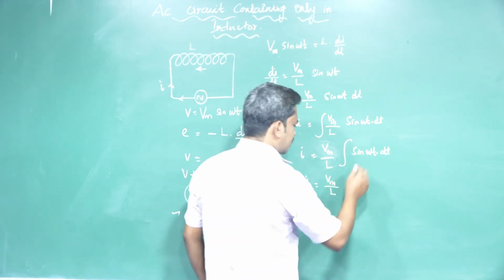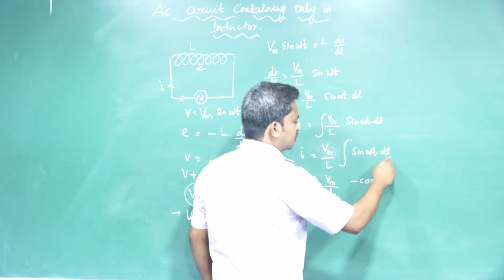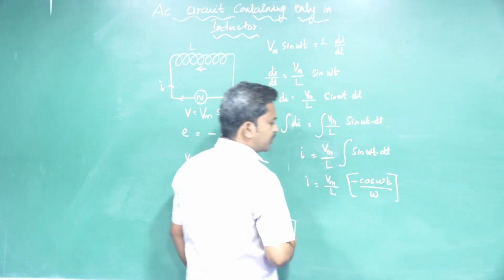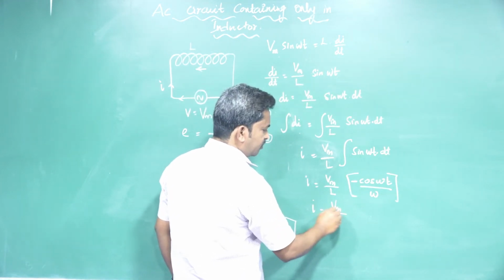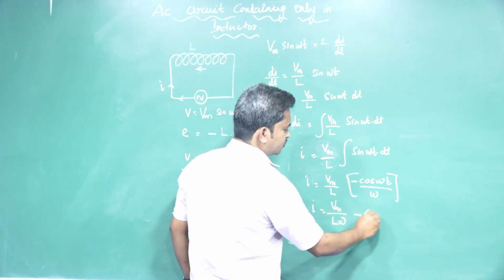You know well the integral of sin omega t dt is equal to minus cos omega t divided by omega. So I is equal to Vm divided by L omega times minus cos omega t.